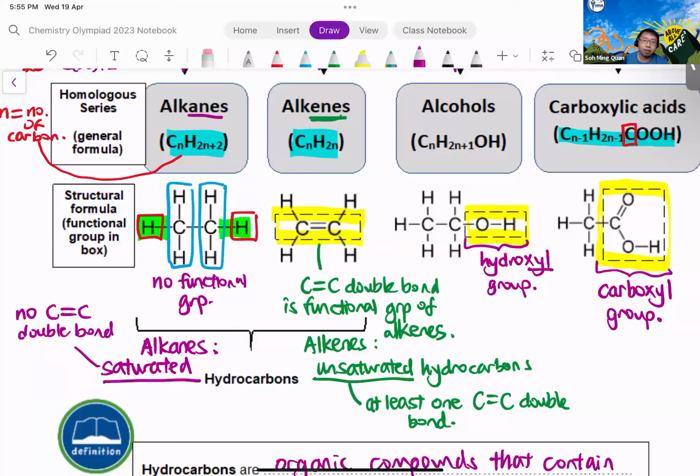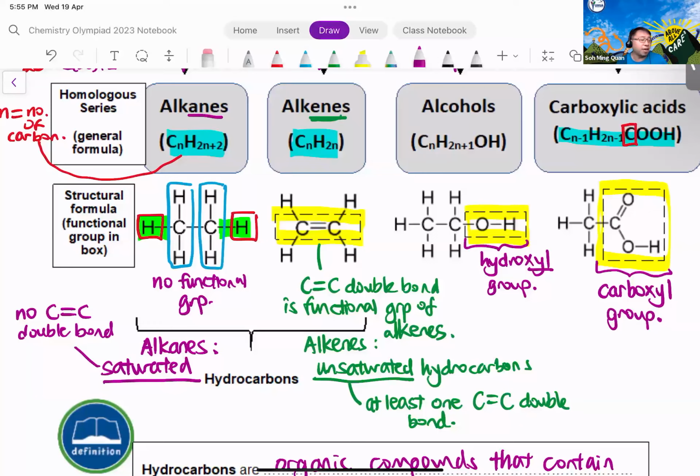So we go through our alkanes, no functional group, CnH2n plus 2 is the general formula. Alkenes, CnH2n is the general formula, with a functional group of carbon-carbon double bond. Alcohols, CnH2n plus 1 OH. The functional group is the hydroxyl group. Carboxylic acids, general formula Cn-1 H2n-1 COOH, and the functional group is a carboxyl group. It might look like a lot to take, but this is a good way to summarize whatever you'll be learning throughout the entire O-level pure chem for organic chemistry.